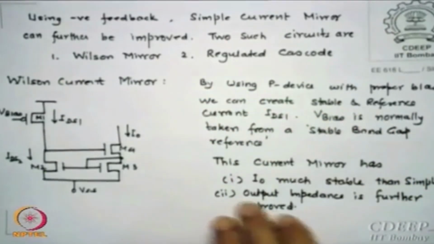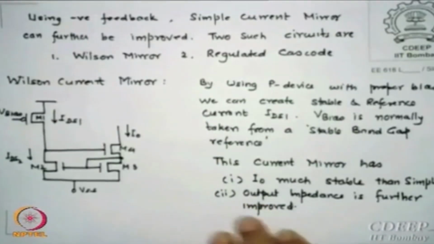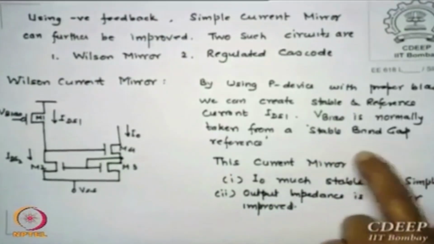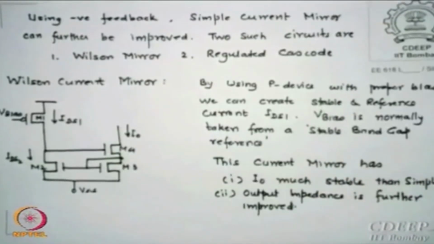The current mirror has I0 much more stable than the simple mirrors. Output impedance is further improved because of the cascode connections. I already said, for those I have made a statement, the V bias is normally taken from a stable band gap reference, which we will look into. Can you think why there also it is a constant? There also should be feedback, because otherwise it cannot create a constant value. So the band gap reference must have some comparisons, it must find errors and feed them back, so that it reaches a constant value. So we will see that later.